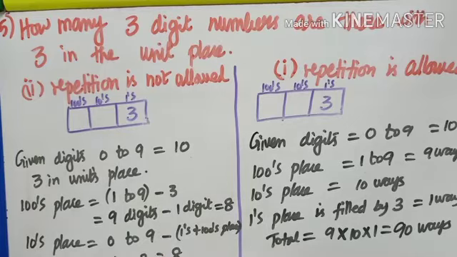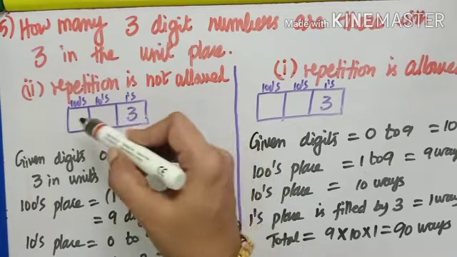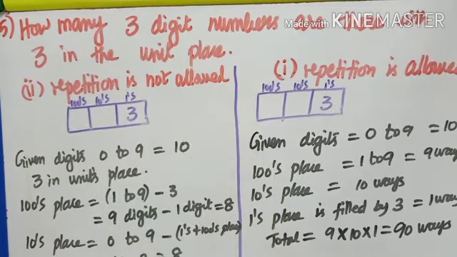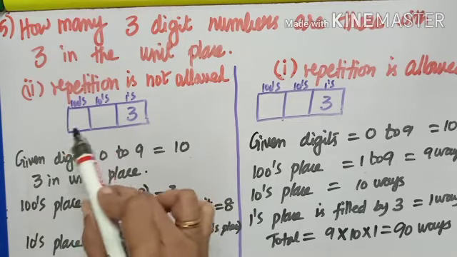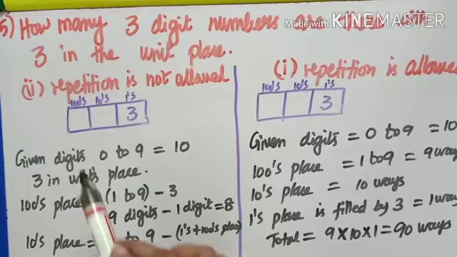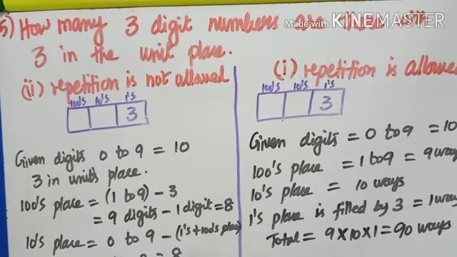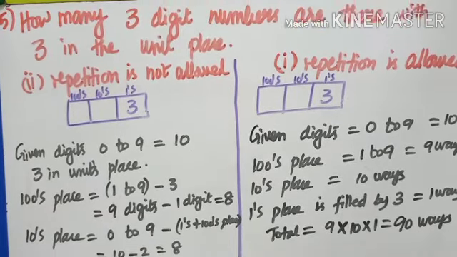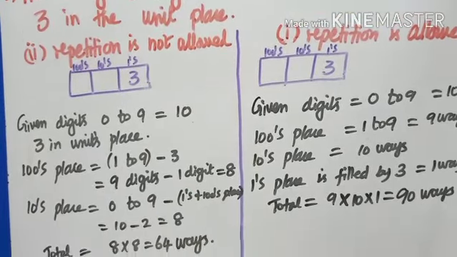In tens place, whatever is coming in ones place and hundreds place should not come. 0 to 9 can come here, but repetition is not allowed. So ones place and hundreds place number should not come here. So 2 numbers you subtract. So out of the 10, remove the 2 numbers. So 8 ways. So what is the total? 8 into 8, that is 64 ways, and that is the answer.